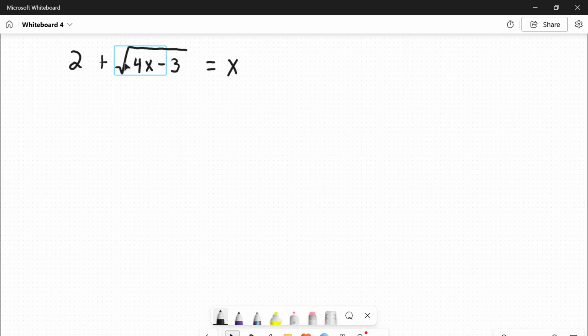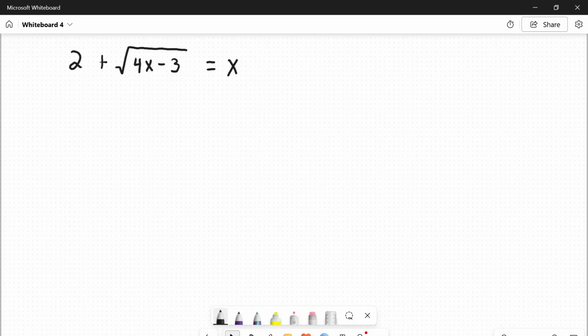Since I've got an x trapped inside of the square root, I'm going to have to get this square root by itself on the left side of the equation, and then I'll be able to square both sides. So that's my game plan just to start. We'll see what that ends up turning into later. So I'm going to have to get rid of this positive 2. I'm going to subtract that over to the right side, and then we'll square both sides of the equation.